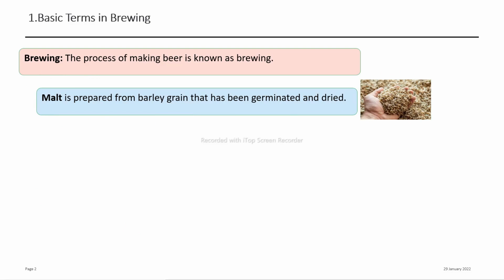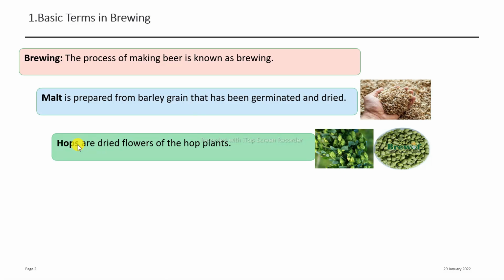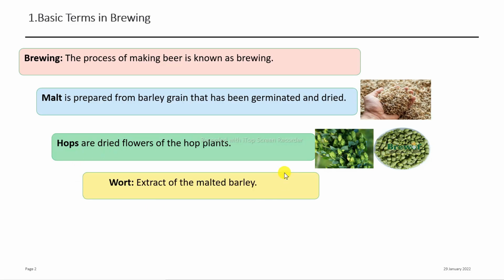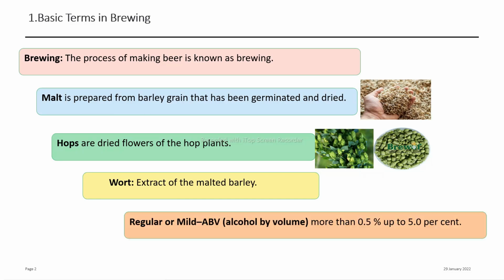In the brewing process, any cereal grain may be used, but mostly near about 90% of the main ingredient is barley grain, malted barley grain, used as a raw material. Then hops, these are the flowers of the hop plants which contribute the specific characteristic bitter taste to the final beer. Wort, that means the malted barley extract, which is the main raw material, is called wort, the medium in the brewing process.